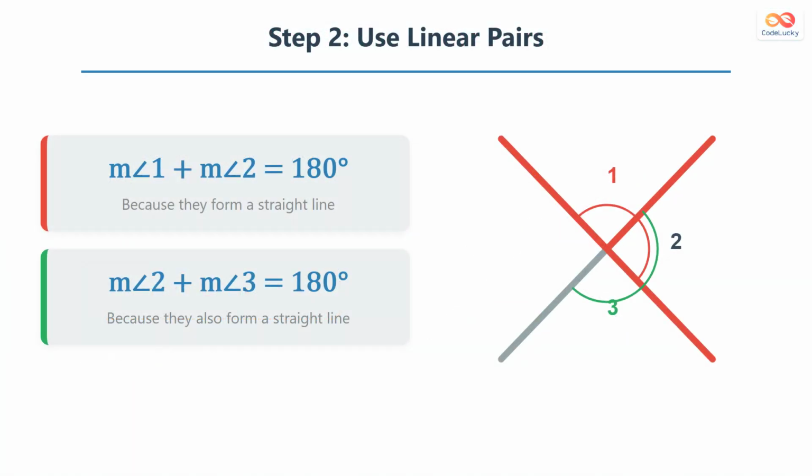Step 1. Notice that angle 1 and angle 2 sit on a straight line. This means they add up to 180 degrees. Now, look at angle 2 and angle 3. They also sit on a straight line. So, angle 2 plus angle 3 also equals 180 degrees.